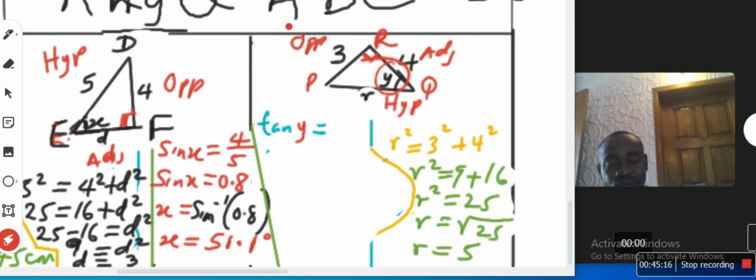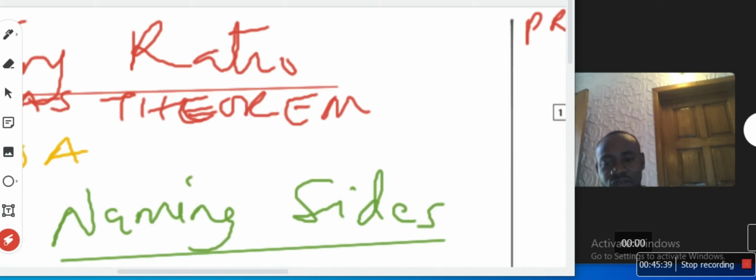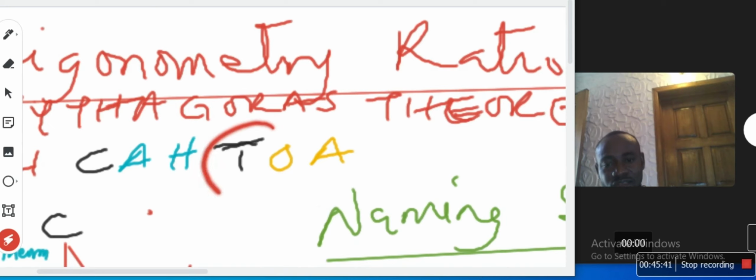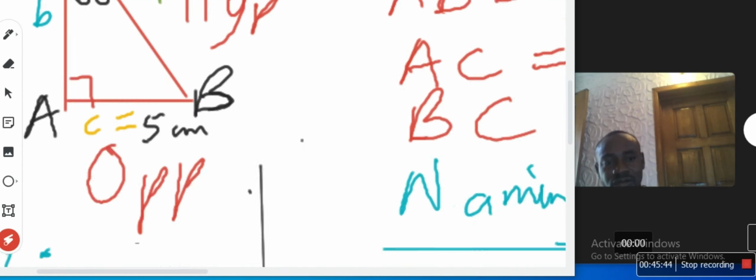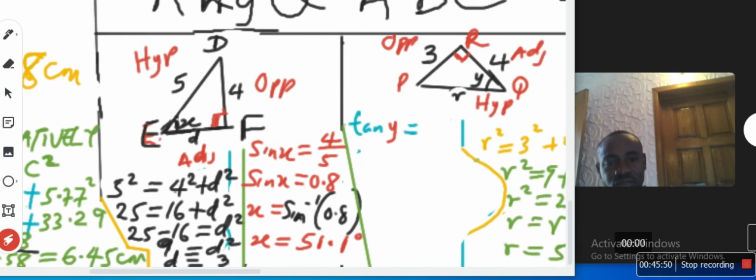So let's get the angle now, y. What do we do? Adjacent over hypotenuse, 4 over 3. But why did I use tan? No, SOH CAH TOA: tan is TOA, not AO. It is opposite over adjacent that gives tan. But you gave me adjacent over hypotenuse. Tan is TOA, opposite over adjacent. That's why we're using it, because we are given opposite and adjacent.